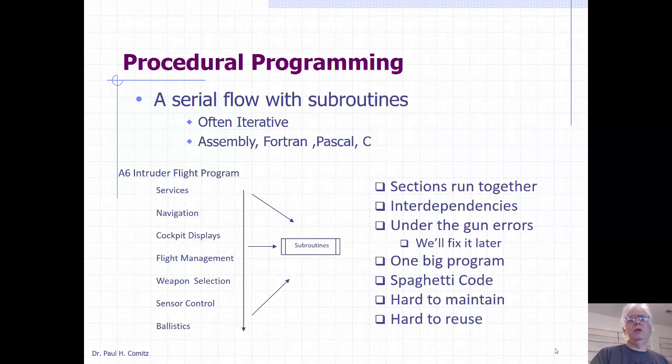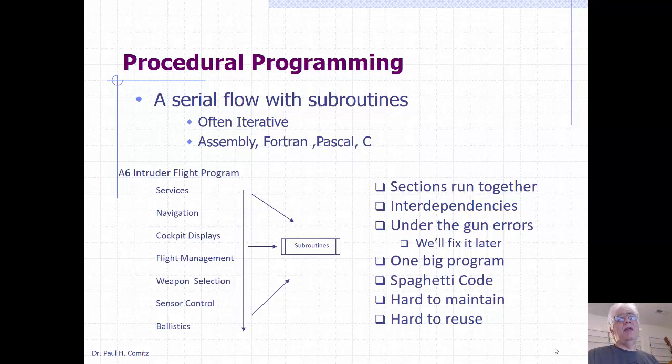And the idea is, with a subroutine, rather than having to insert the same code every time you want to do it, you can branch to this code section, perform your work, and come back to your serial flow. So your serial flow was task, task, task, task, interspersed with these subroutines. It was often iterative, a big program that would run in a big loop.